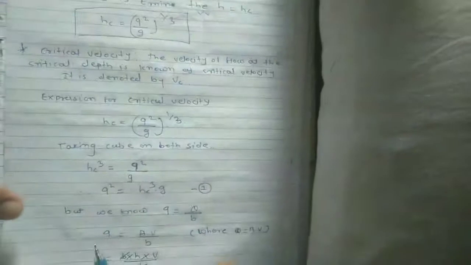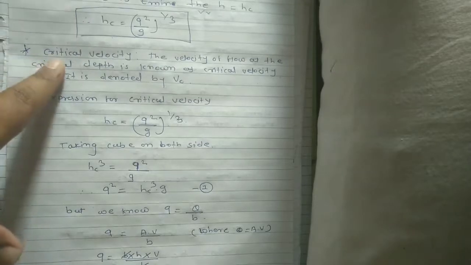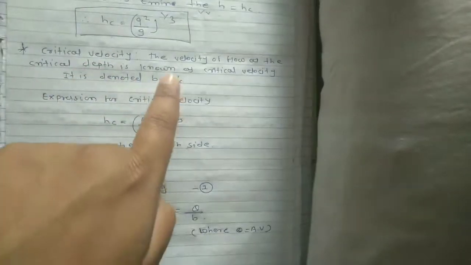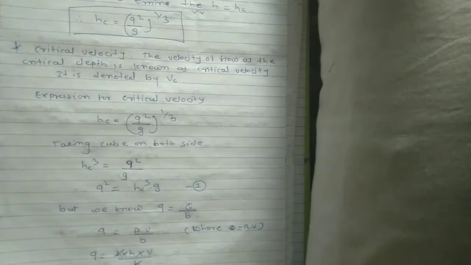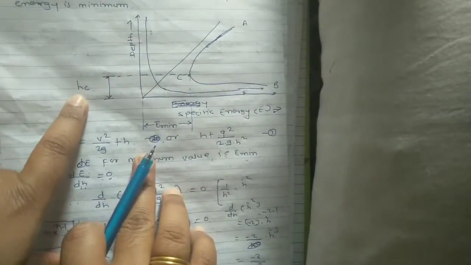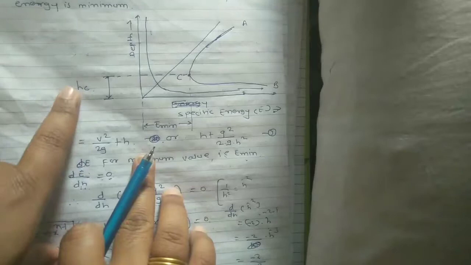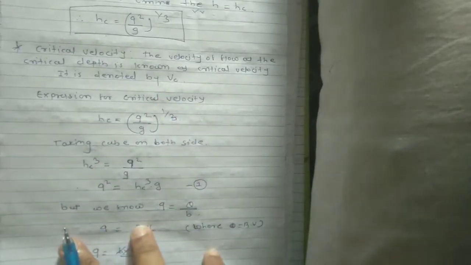Now the next terminology that we have seen in the specific energy curve is the critical velocity. Now what is this critical velocity? The velocity of flow at the critical depth is known as the critical velocity. Now this is our specific energy curve. Corresponding to this depth hc, the depth of the flow, whatever the velocity of that flow, that velocity is called the critical velocity, which is denoted by vc. So vc corresponds to hc, that is the critical depth.